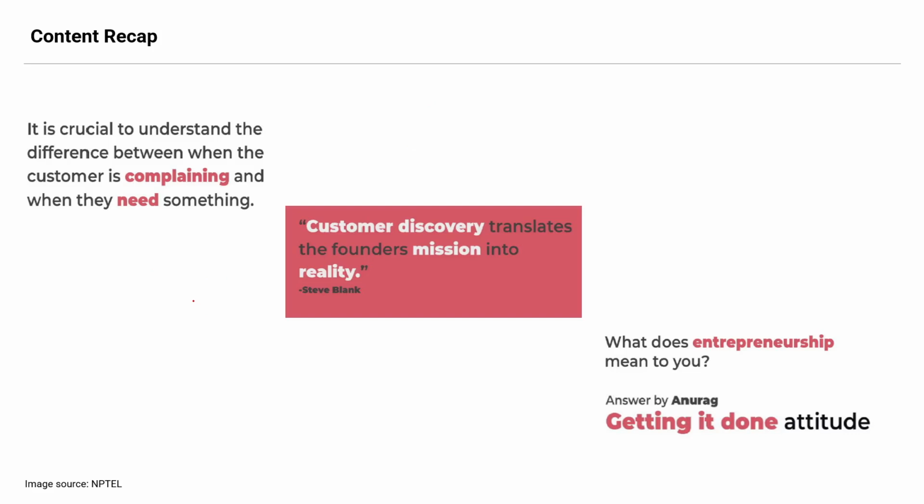Now, again, these are some very, very interesting and catchy lines which I felt that you should be aware of and note down: it is crucial to understand the difference between when the customer is complaining and when they need something. All right, we might complain about n number of things, but not necessarily that we need all these things. So there is a distinction between the two, and it's very hard to understand what are the complaints and whether they are translating into the needs of the user. Correct. So that is something which is an important takeaway from the session.